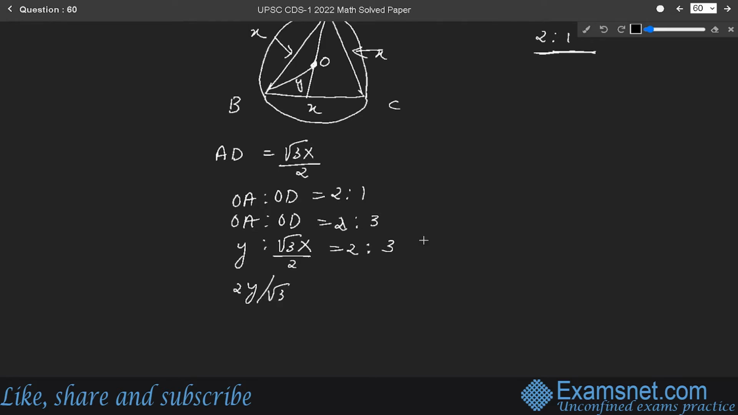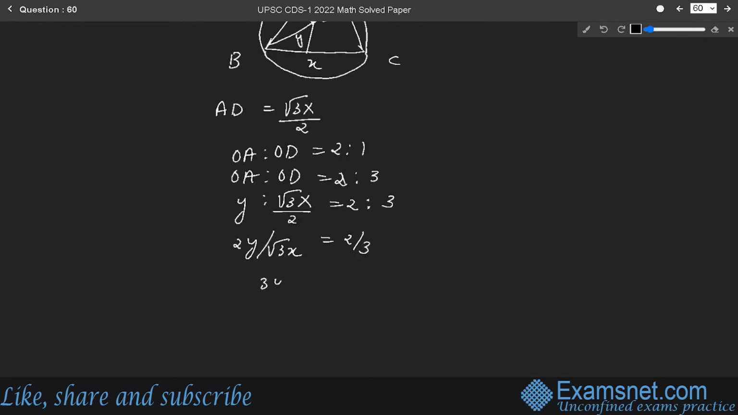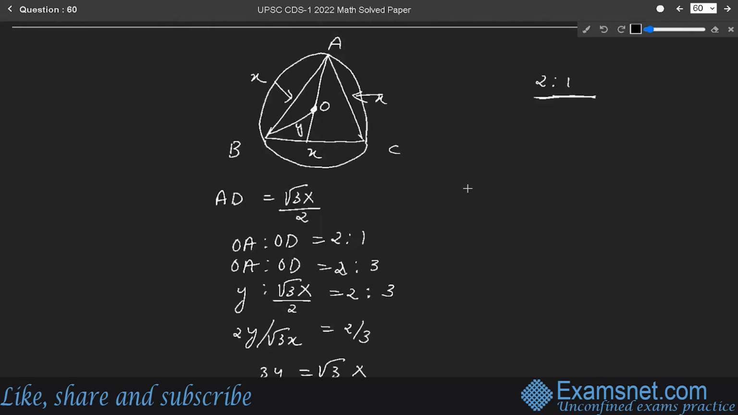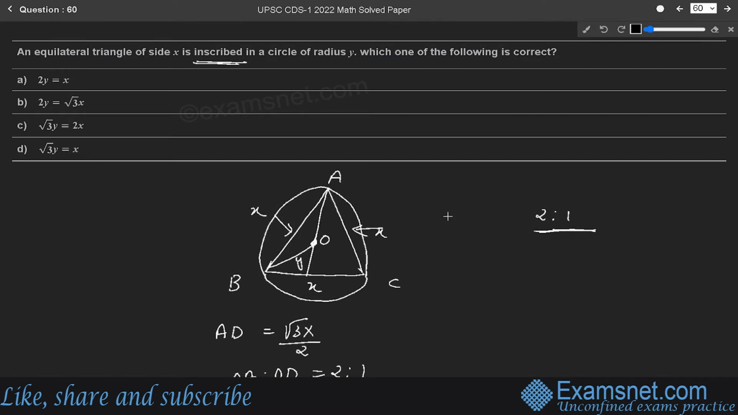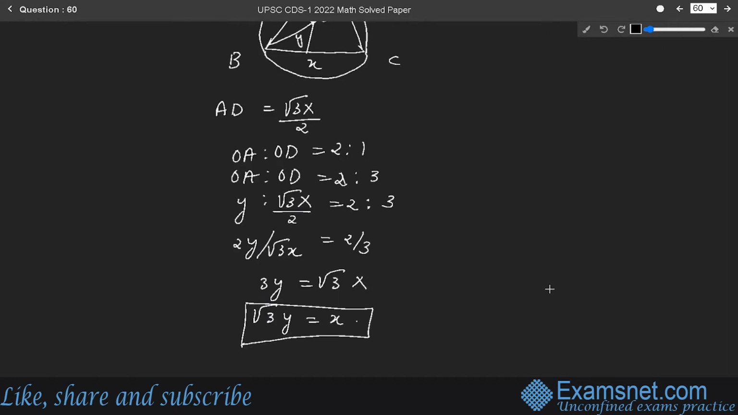2y upon root 3x will be equal to 2 by 3. On further solving, it will be 3y = root 3 into x, or we can say root 3 into y = x. So the correct relation between x and y is root 3 y = x. This is the correct relation on the basis of the given question. I hope this question is clear to you. So the correct option for this question is option D, which is root 3 y = x. I hope this question is clear to you.